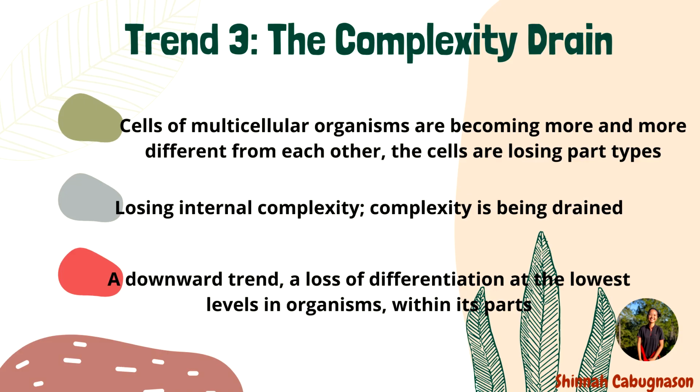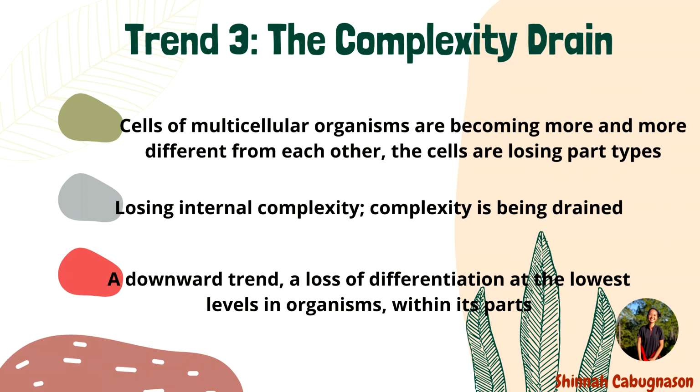So the third trend is the complexity drain. At the same time that complexity is increasing, there is a deeper current flowing in the opposite direction. The parts themselves are getting simpler. As the cells of multicellular organisms become more and more different from each other, the cells are losing part types. As colonies become more complex, the individuals that constitute them are getting more different from each other. So the individuals themselves are losing internal complexity. Their complexity is being partly drained.